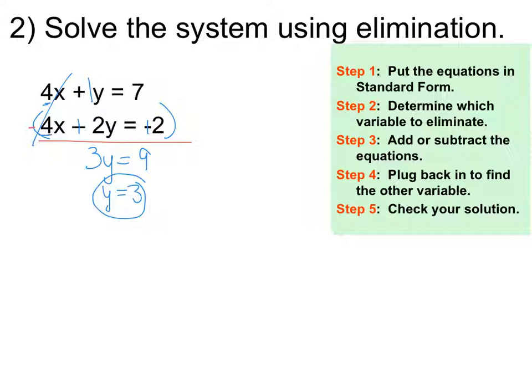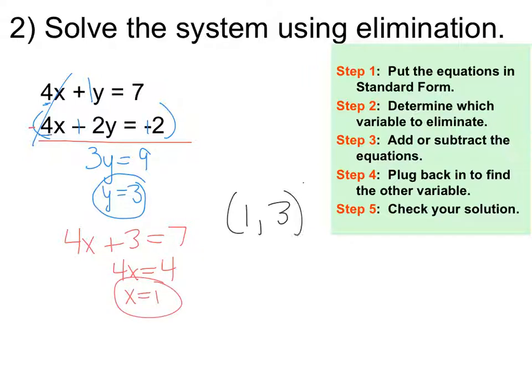So once we have y, we can solve for x. Top one looks easier to me. And we're going to subtract 3. So we get 4x equals 4. X would be 1. So again, according to this, if we're right, this is where these two lines would intersect if we graph them, which means 1, 3 is the only thing that should make this true.